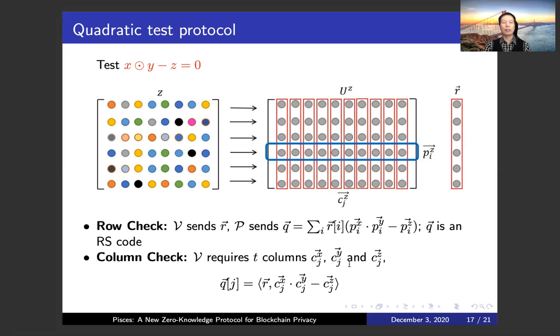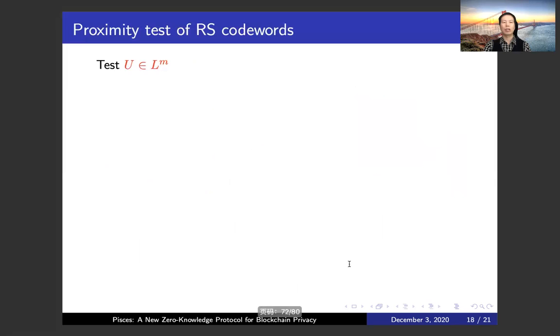Looking at the linear test protocol and the quadratic test protocol, all the messages sent from the prover to the verifier are RS codewords. The soundness analysis is under the assumption that the messages sent from the prover to the verifier are RS codewords. So if we want to use this protocol in practice, we need to convert this protocol to a regular one. This means we need to test that the message sent from the prover to the verifier is indeed an RS codeword.